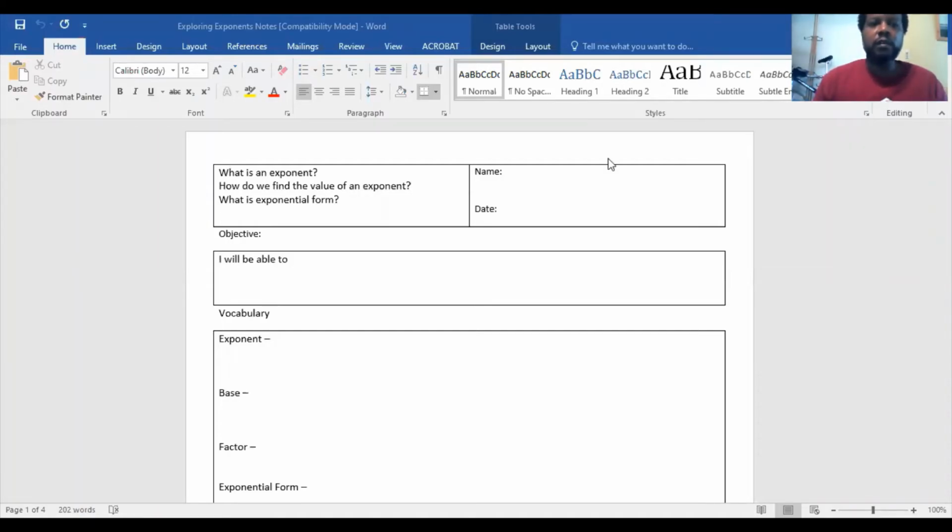Hello everyone, today we're going to go over your exploring exponents notes. We're going to first define what exponents are, and then we're going to work with their properties.